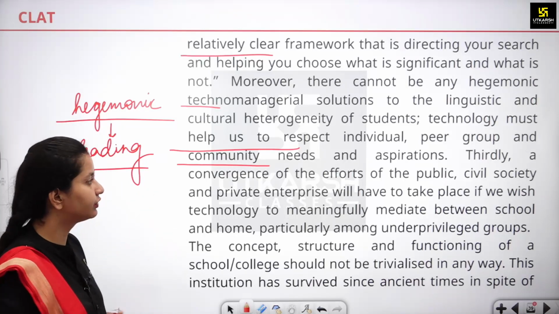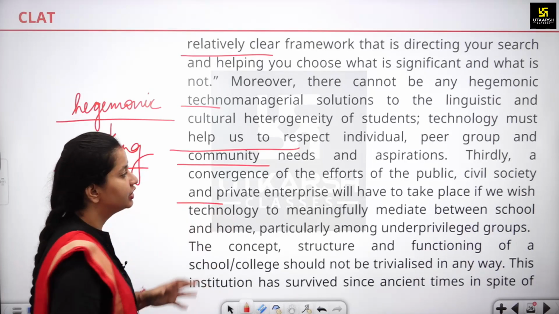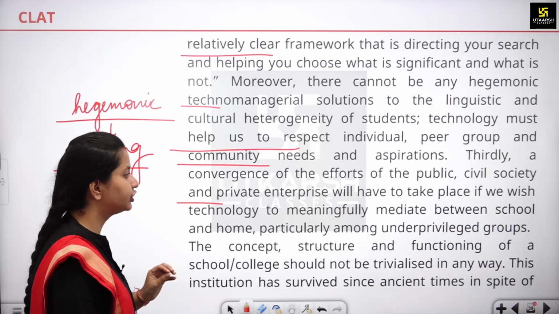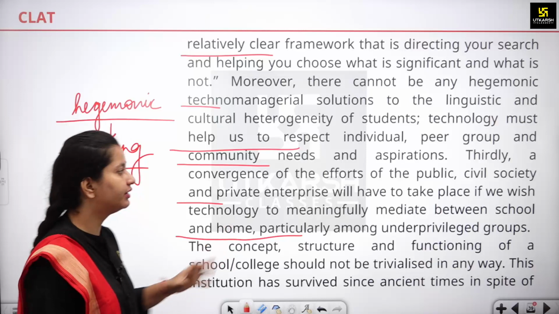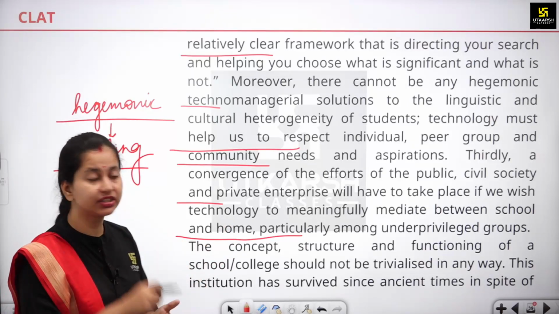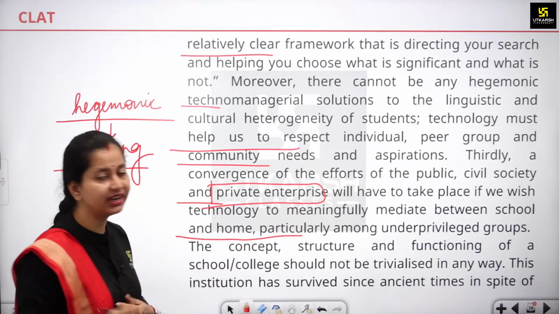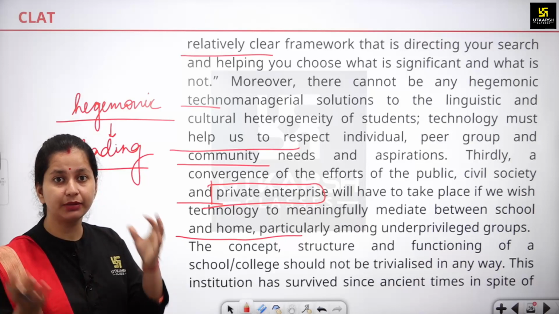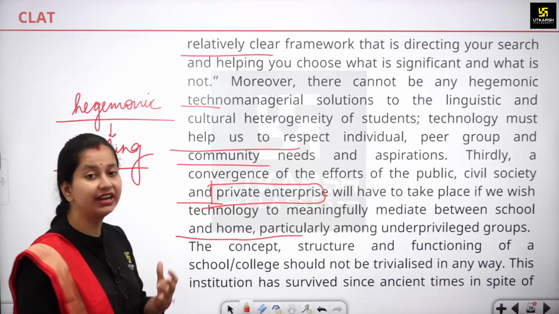Thirdly, convergence of the efforts of the public, civil society and private enterprise has to take place if we wish technology to meaningfully mediate between schools, home and particularly among underprivileged groups. It means that the public, the civil society and the private enterprise must collaborate in order to mediate between technology and those students who are underprivileged.